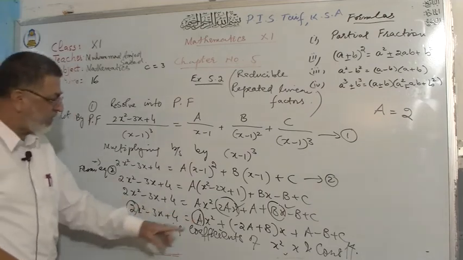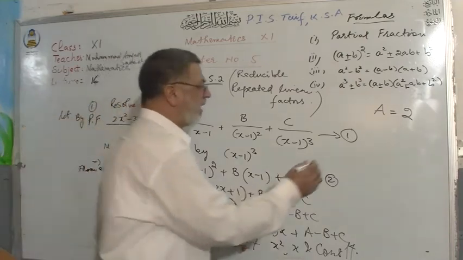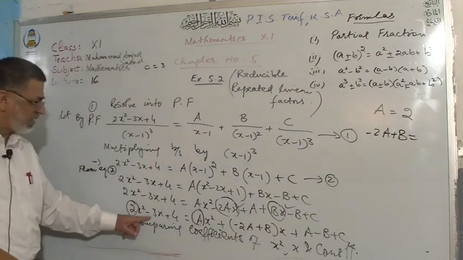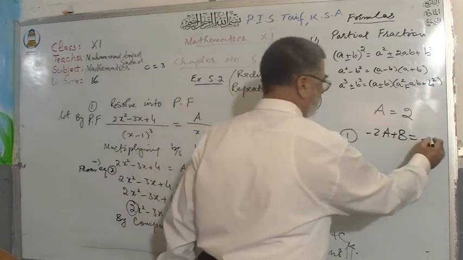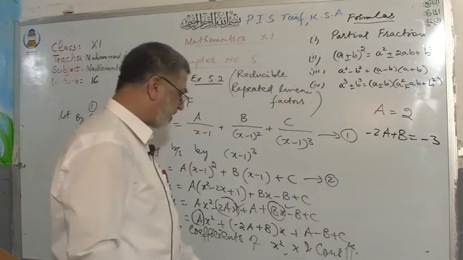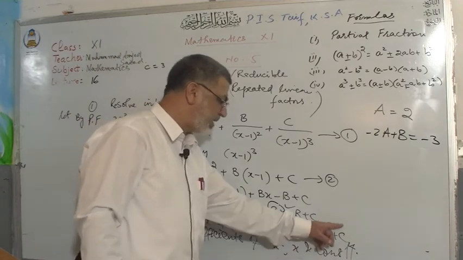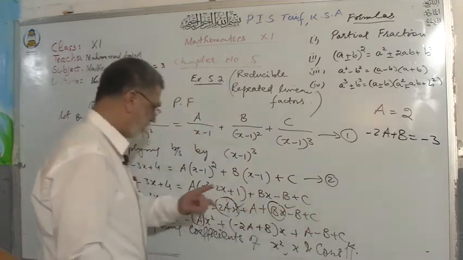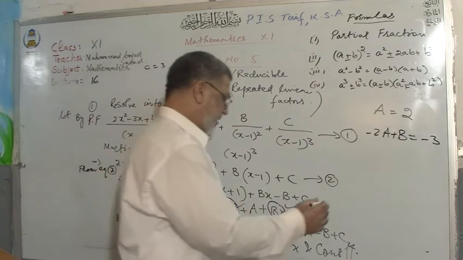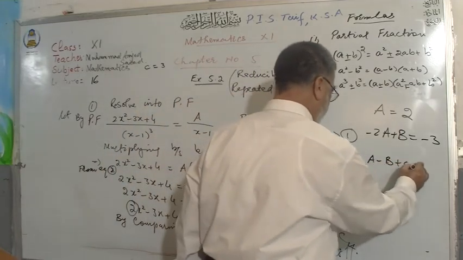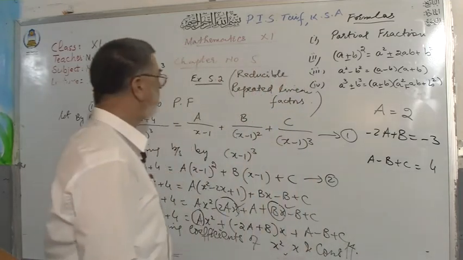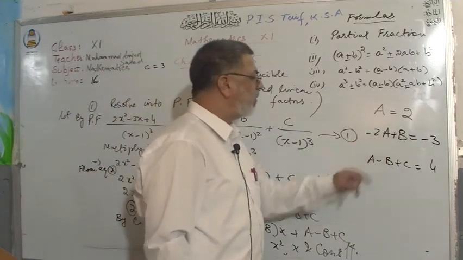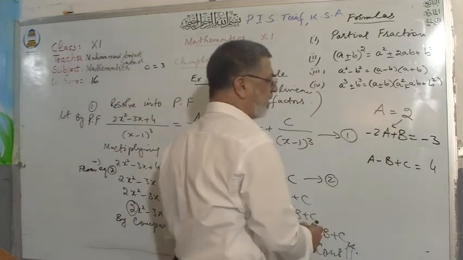Comparing, then the coefficient of x is minus 2a plus b, is equal to, what is the coefficient of x here? That is minus 3. And after that, a minus b plus c is equal to 4. Constant and constant, they are compared. Here you will put the value of a. What will be?